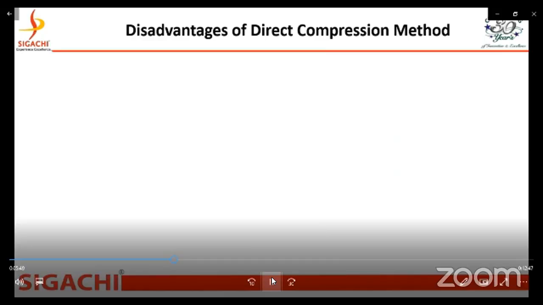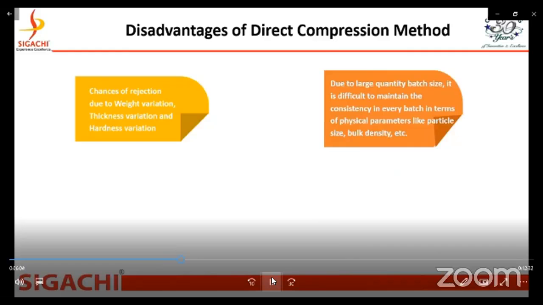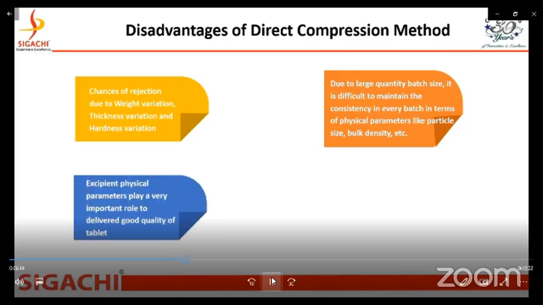Disadvantage: when tableting is done by direct compression with mixing individual excipient, chances of rejection increase during tableting, due to weight variation, thickness variation, hardness variation, no consistency in drug uniformity. All excipients have a large quantity batch size, very difficult to maintain the batch-to-batch consistency, especially in the physical parameter, that is particle size and bulk density.